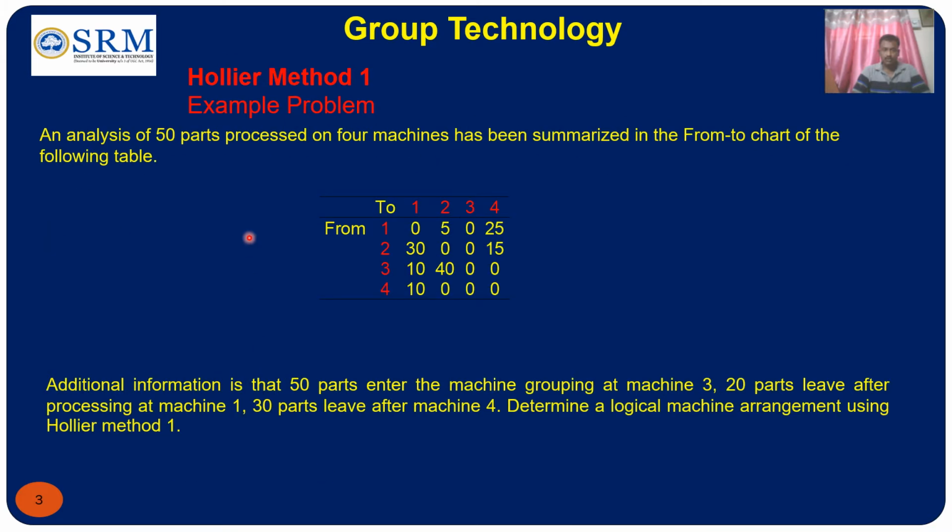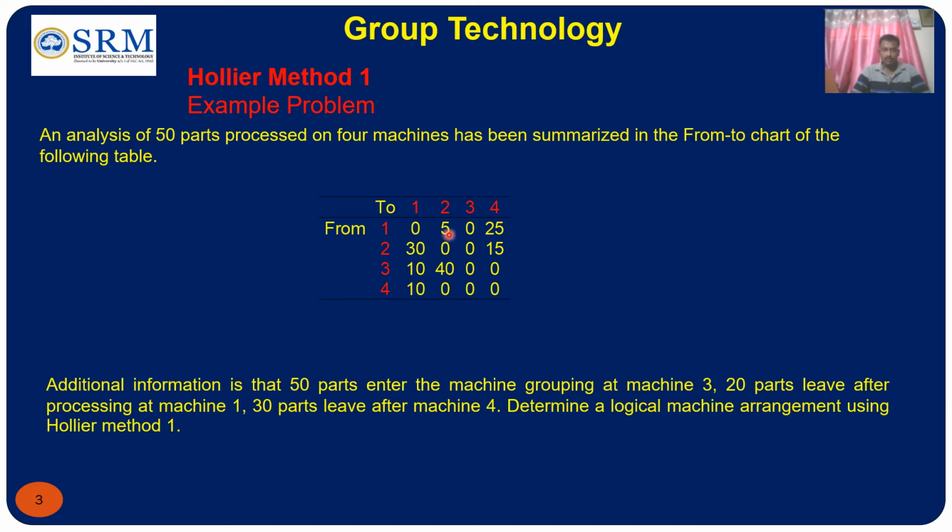Now we will discuss an example problem using Whole Year method 1. So this is the problem. An analysis of 50 parts processed on 4 machines has been summarized in the from-to chart of the following table. They have given the from-to table in the problem. Let this be machines and this also be machines.